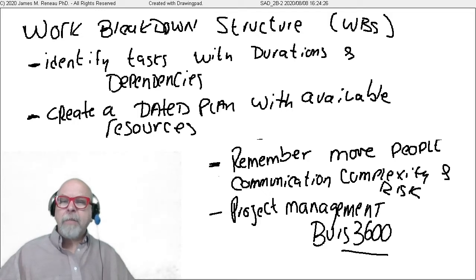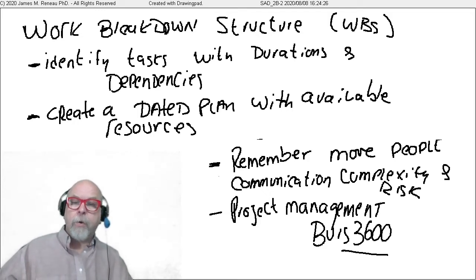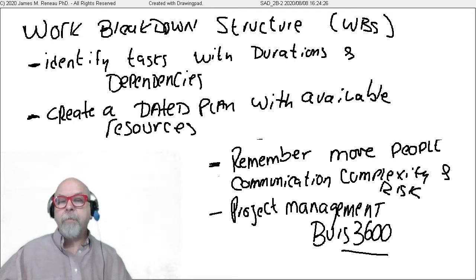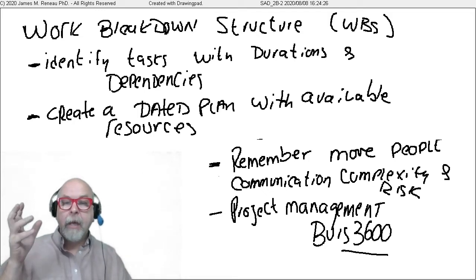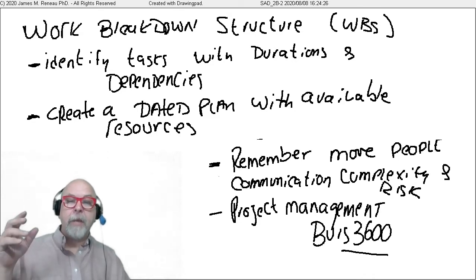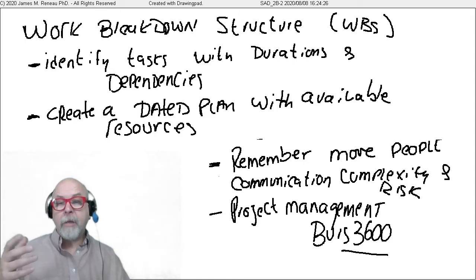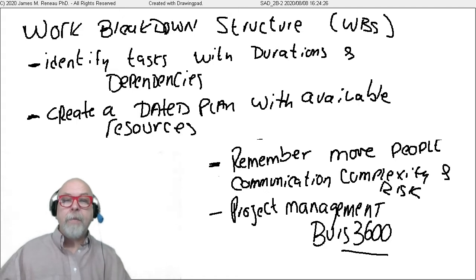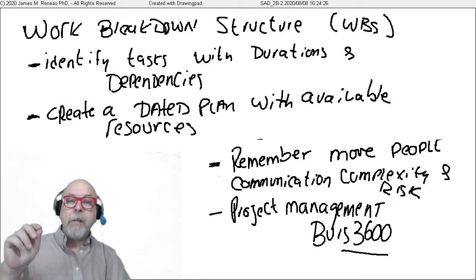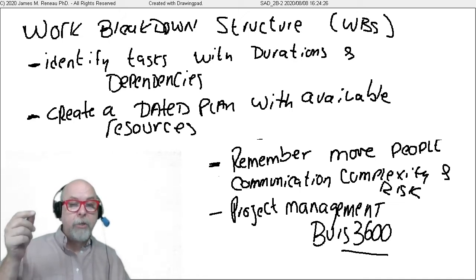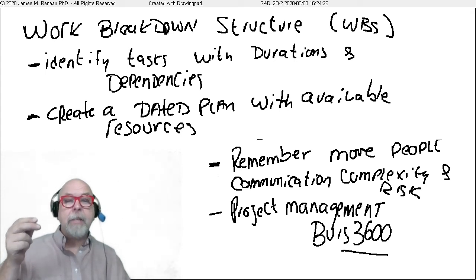There have been some recommendations, and in the 3600 course, it's recommended that the ultimate project team size would be 7 or so, give or take a couple, because of the complexity of communication and because of lots of other things. But if you've got a huge, multi-year project, you're going to have teams of a lot more than that. And again, there's a lot more about work breakdown structures in BUIS 3600. But remember, in a work breakdown structure, we identify the tasks with durations and dependencies, and then create a dated, detailed plan with our available resources.